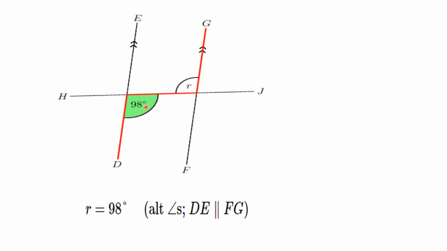So the green angle there is given as 98, and we also have an angle represented by letter R. So the two angles, as you can see them, form a Z shape, meaning that they are alternate angles. And because they are alternate angles, like we indicated earlier, alternate angles are equal, meaning that R will be equal to 98.